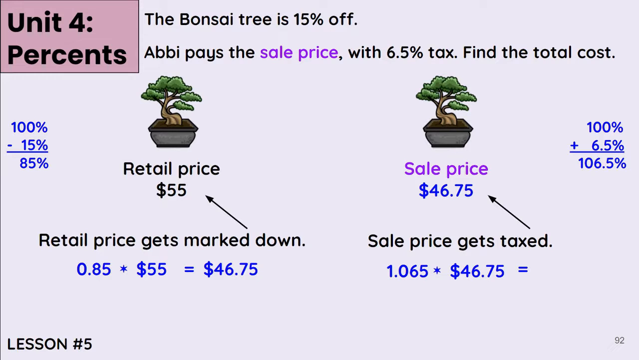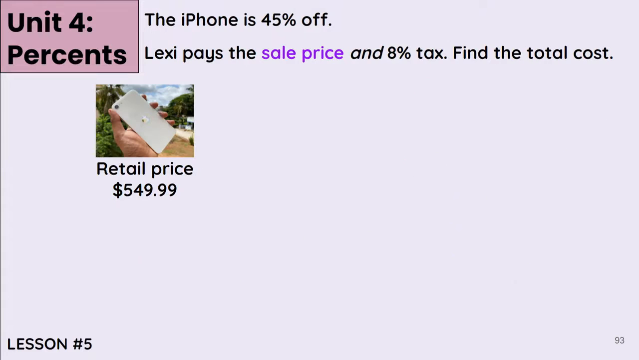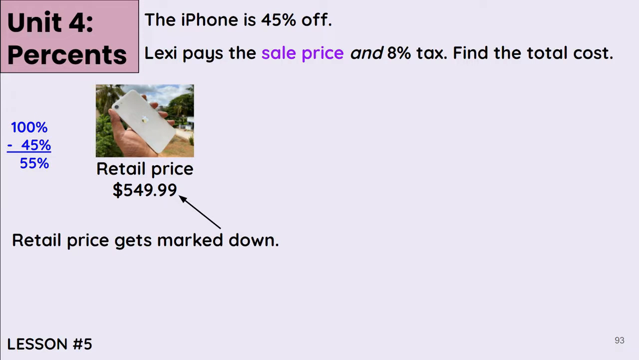All right, you should have found out that when rounded to the nearest penny, Abby has to pay $49.79. The iPhone is 45% off. Lexi pays the sales price and 8% tax. Find the total cost. So 100% minus 45%, she only has to pay 55%. So go ahead and find out what 55% of the retail price is.